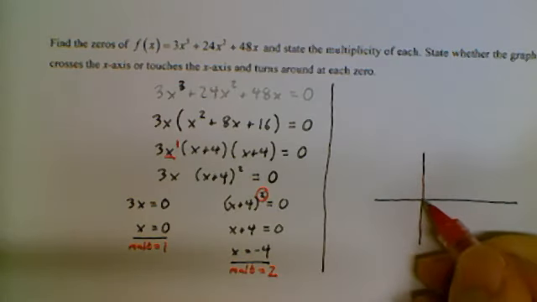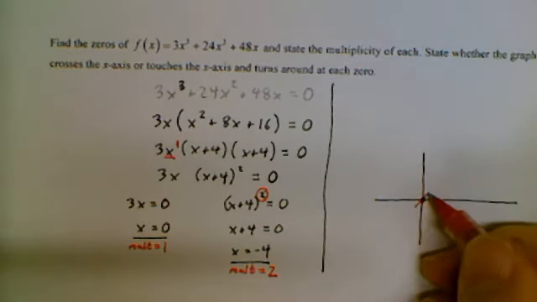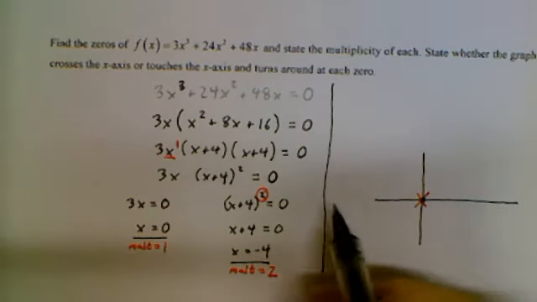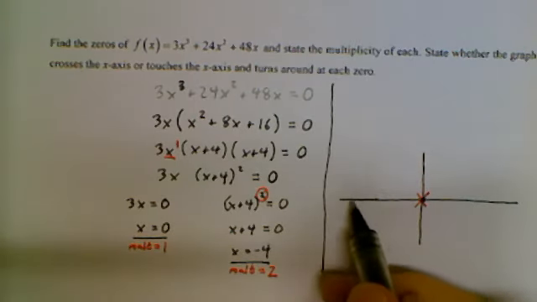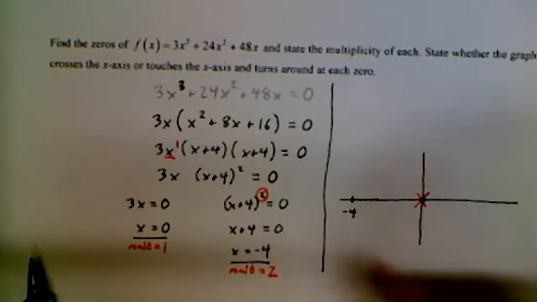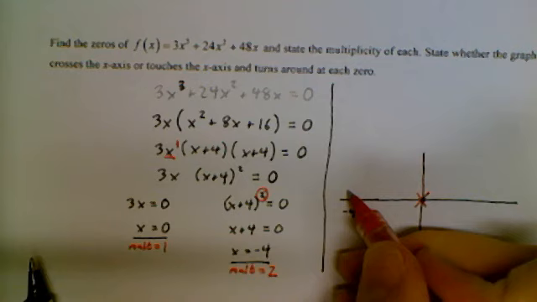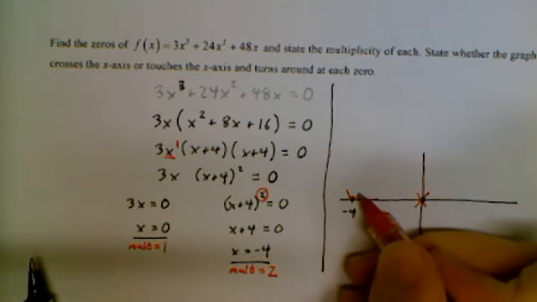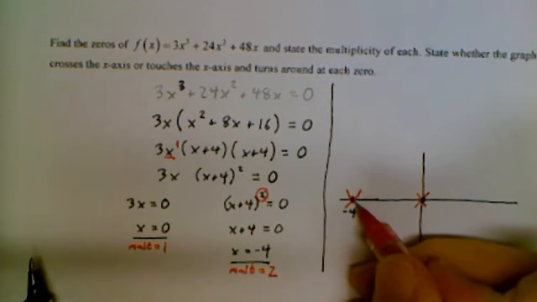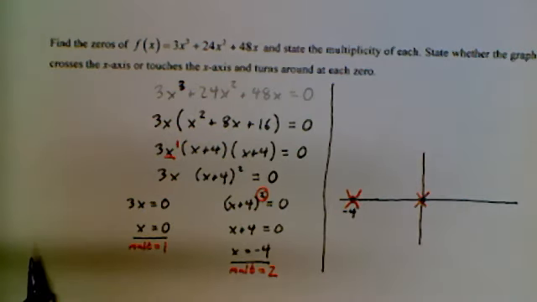at 0, the graph is going to cross through. Either it will cross through this way, or it might cross this way. At negative 4, it's going to touch the axis and turn around. So it might come from above, touch, and go back up, or it might come from below and touch and go back down. We'll fill in more details of the graph later.